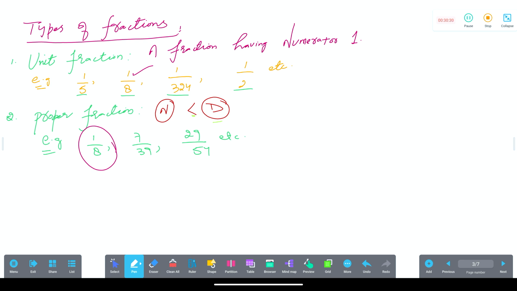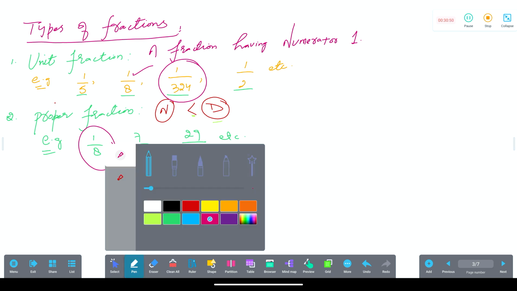There will be infinite such fractions. Every unit fraction is a proper fraction, but every proper fraction is not a unit fraction. 7 by 39 is a proper fraction, but it is not a unit fraction. But 1 by 324 is a unit fraction, and it is also a proper fraction. So, coming to the next type, the last one in this lecture, then we will continue in the next lecture.